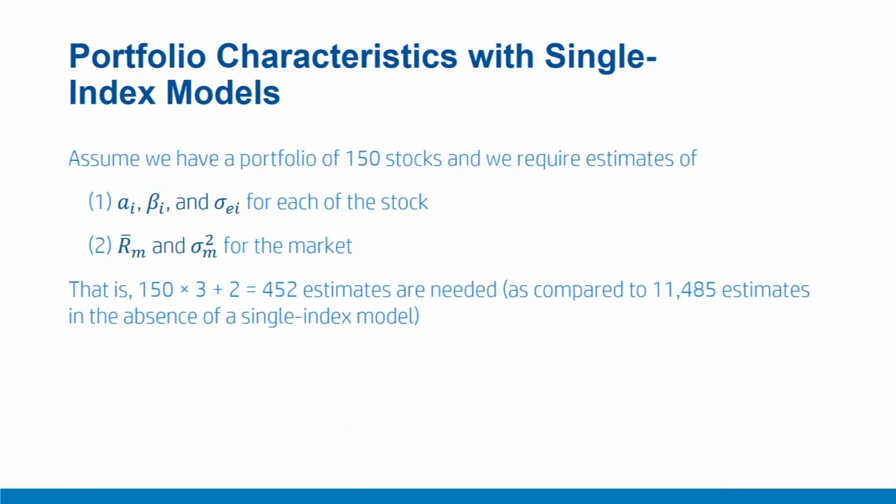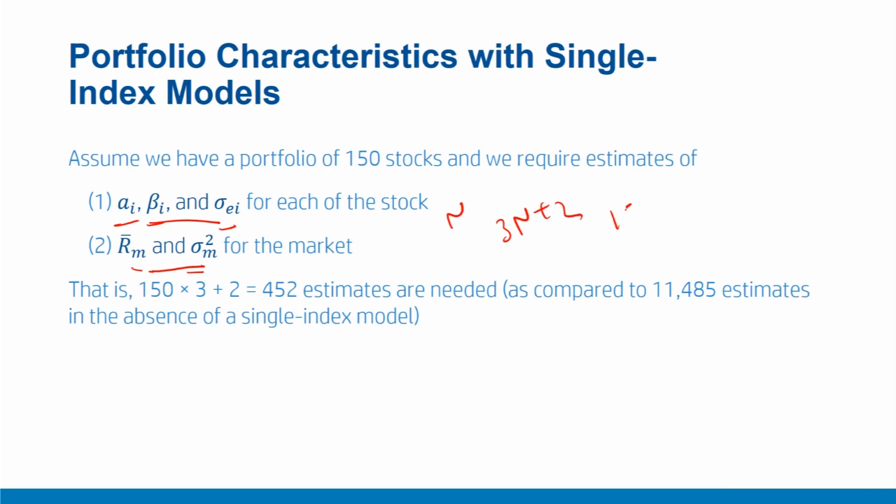Looking at these equations of portfolio risk and return, it should be clear that we require estimates of alpha i, beta i and sigma ei for each of the stocks, and estimates of Rm bar and sigma m square for the market. Now, if you have n securities, then you need 3n estimates for these 3 terms and 2 estimates for these 2 terms. Overall 3n plus 2.